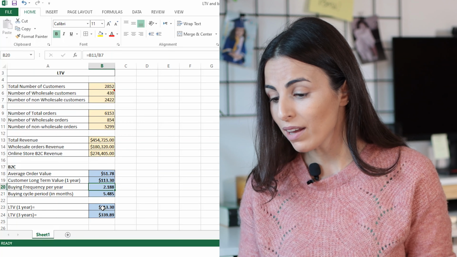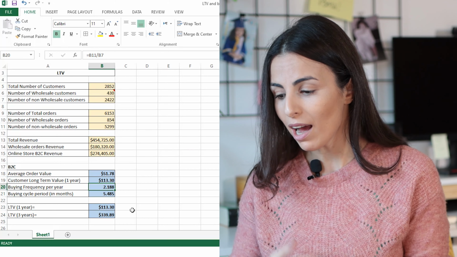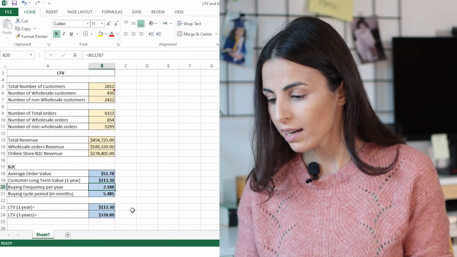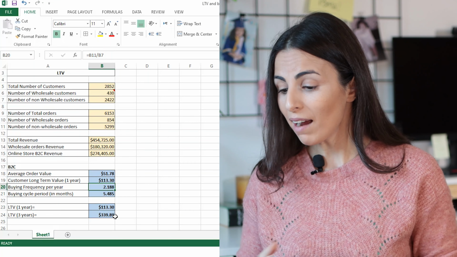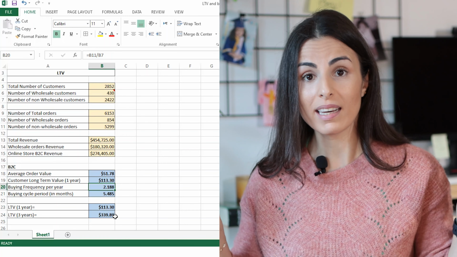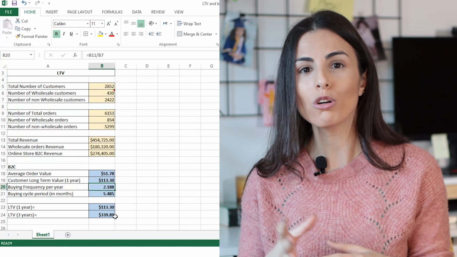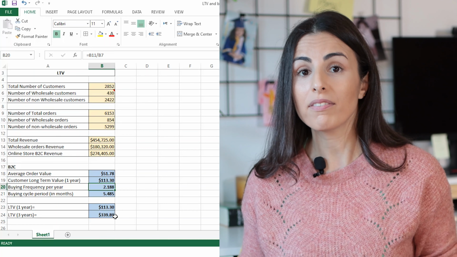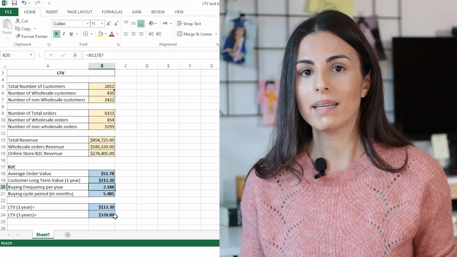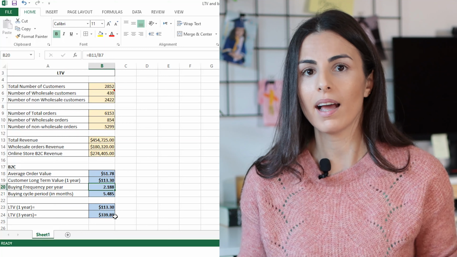After that, we have the long-term value, and it is the value of a customer over 1 year. It's the same one as the one above. After that, you have the long-term value over 3 years. And as I said before, if you don't know the average customer lifetime for your business, you can estimate it or use 3 as an average.